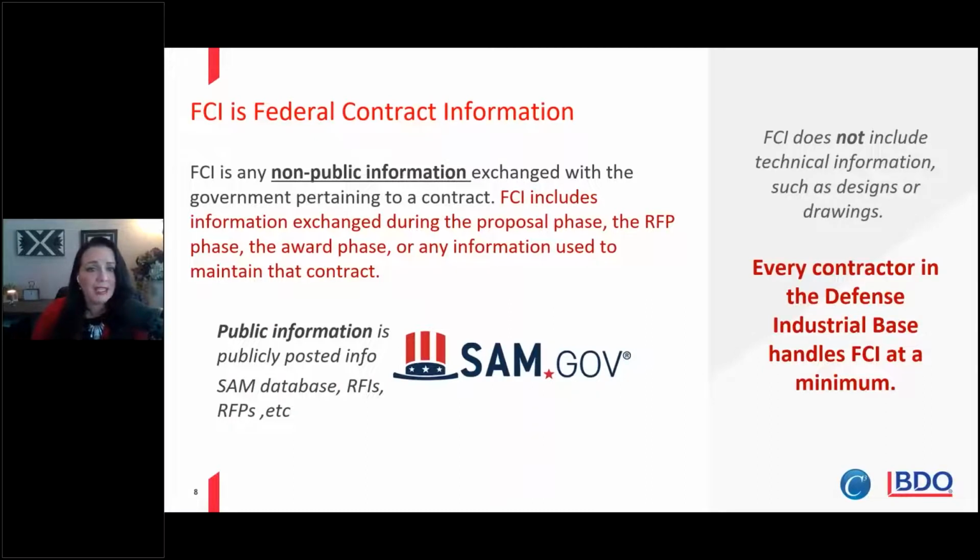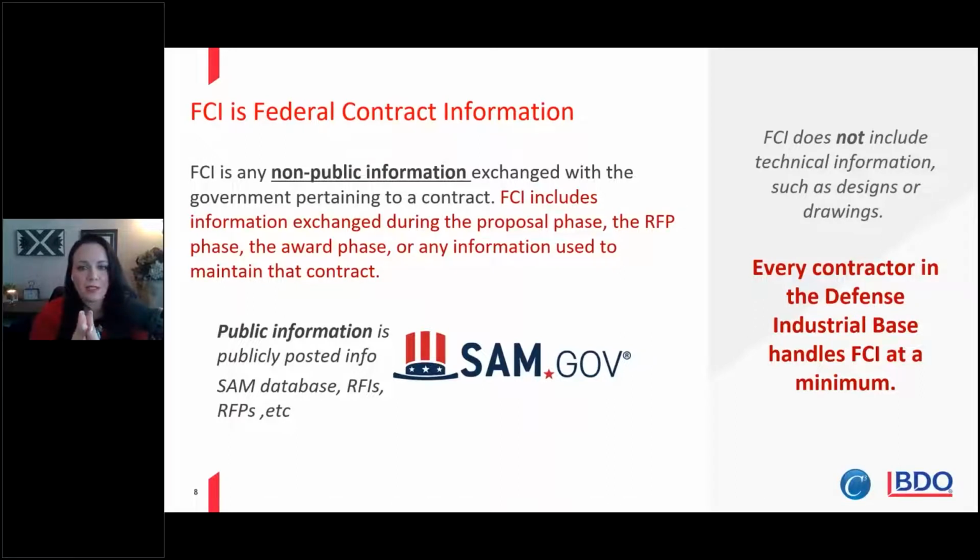So again, FCI is non-public information. If you go bid an RFP that is posted on SAM, that's publicly posted information. If you chose to publicly post that same information to your website or anything else that's publicly posted, it's unclassified, it's not included under FCI. However, if you exchange information during a proposal bid, an RFP or an RFI phase, during the award phase, contract mods, those things automatically become FCI.